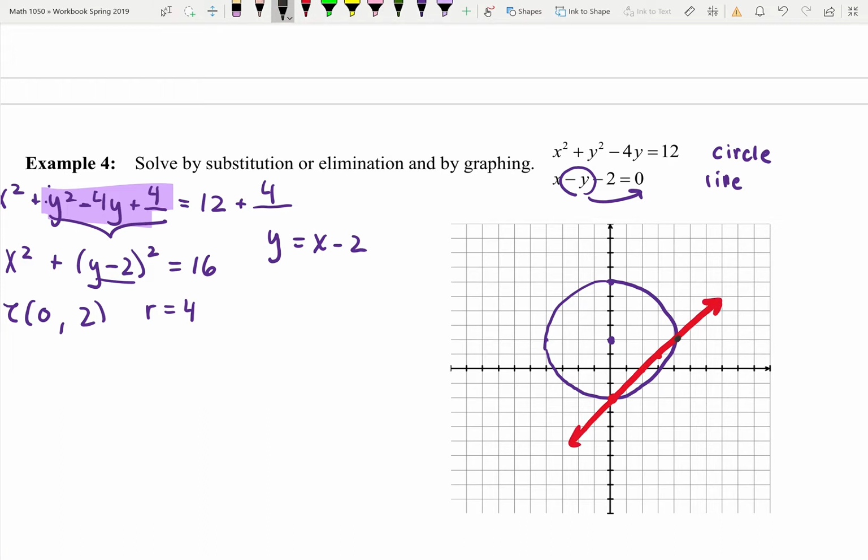Okay, here's a solution right here. Here's a solution right there. Those ordered pairs would be 0, negative 2, and positive 4, positive 2, and I'm done.